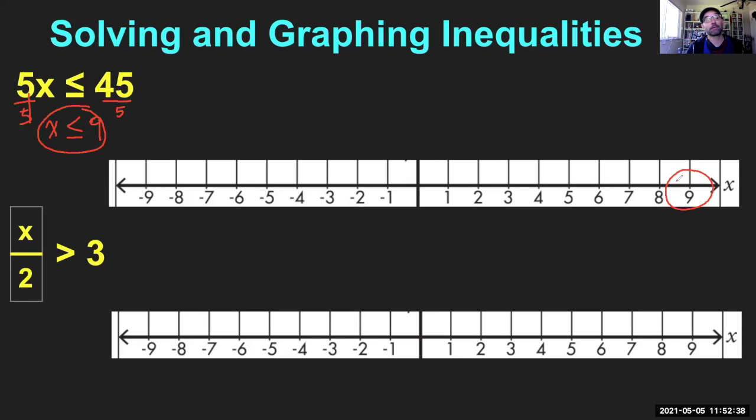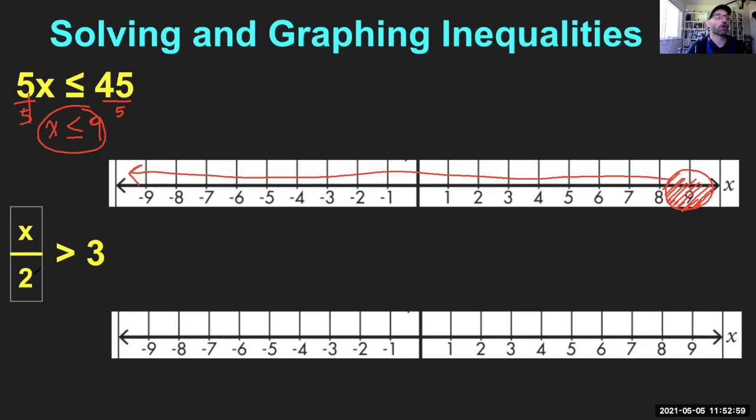That's less than, but because it's less than or equal to, I color in the circle and I draw my line going less than, which is like that. And again, see this arrow is pointing to the left. That's why this arrow goes to the left. These are all the numbers that are less than or equal to 9. Easy, right? Okay, let's try this one.